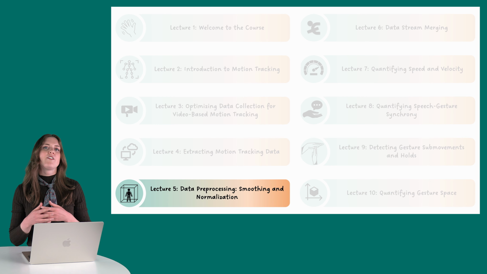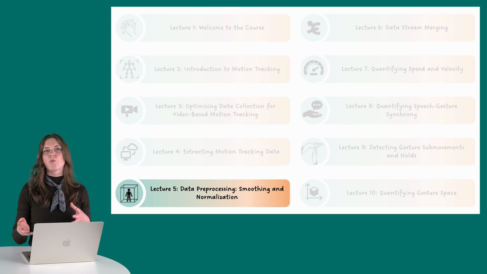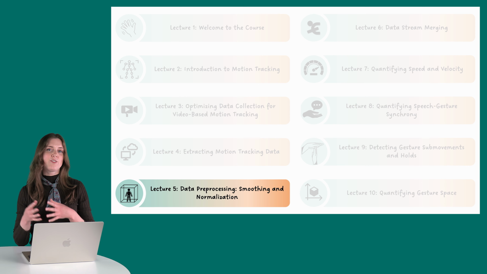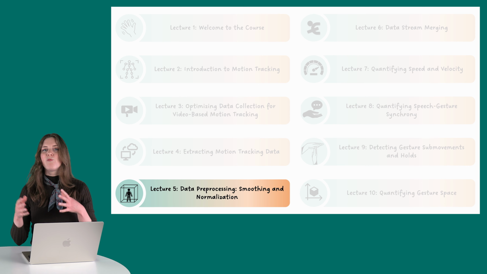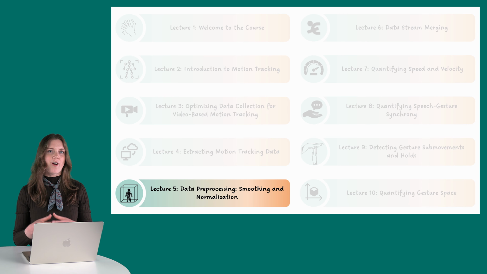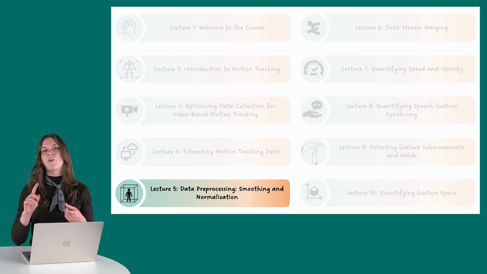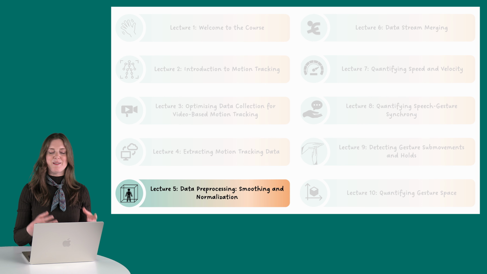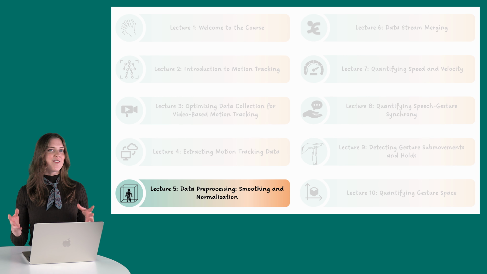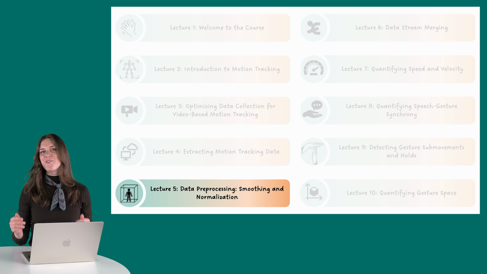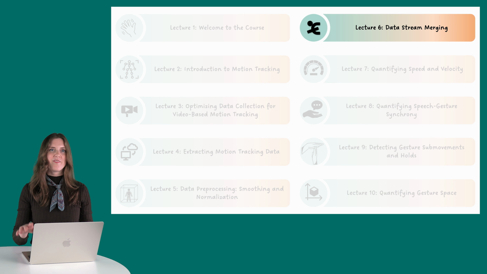In this lecture, you learned how to pre-process your raw motion tracking data. We used linear interpolation to fill in missing values. We applied smoothing to reduce artifacts due to tracking inaccuracies. And we normalized across participants to correct for video aspect ratio and differences in body size and position. There were a lot of complex concepts in this lecture, so great job sticking with it.